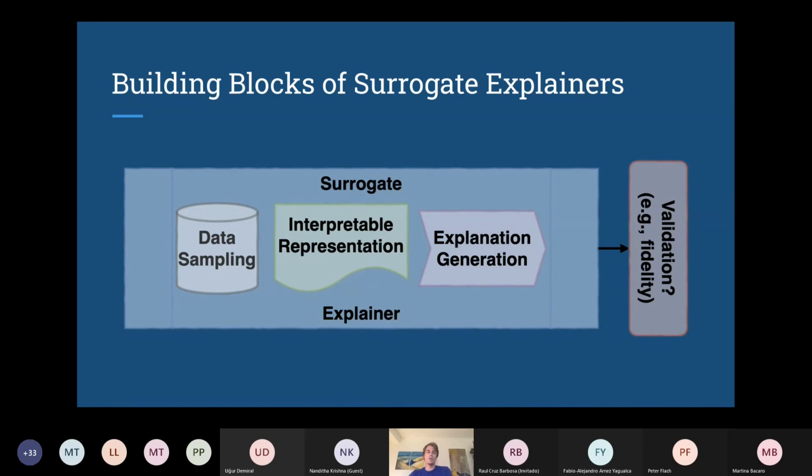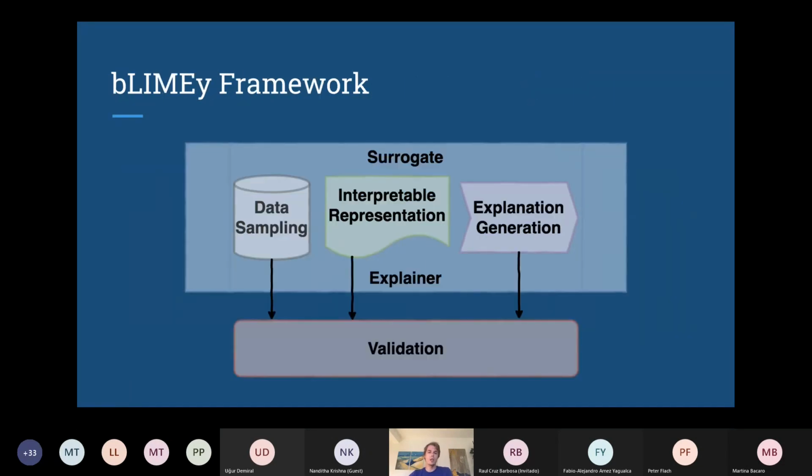BLIME constitutes of three main building blocks, and these are data sampling, interpretable representation, and explanation generation, and then a validation step. And one of the validation criteria can be faithfulness, or fidelity, so how well your surrogate mimics the black box. But as we started developing it in this way, we actually noticed that there are so many different parameters that you need to tune or choose, or different components to choose from, that it is way better to just validate each step as you go.